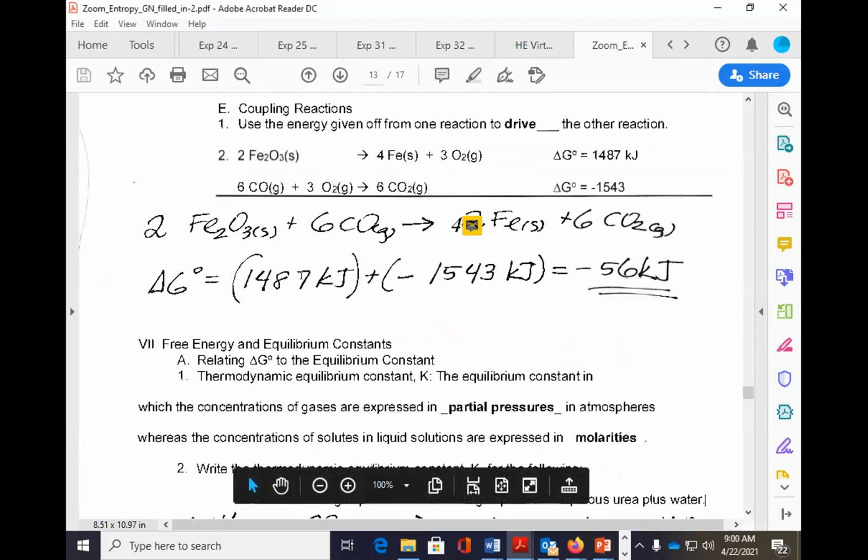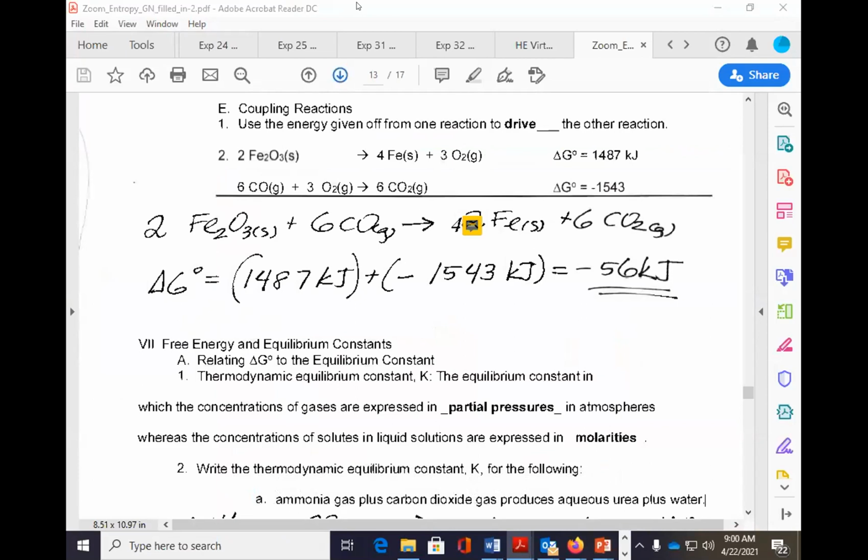And now we are on free energy and equilibrium constants. So this is the Gibbs free energy, and then the KEQ is the KEQ we've been doing. And so our gases are going to be partial pressures in atmospheres. The solutions would be in molarities.